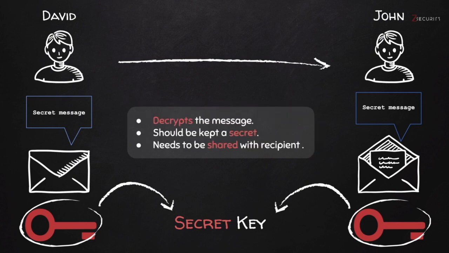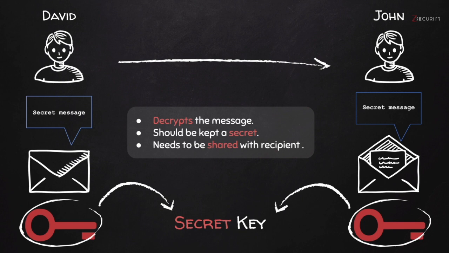So, based on everything that we said so far, we can see that the secret key can be used to decrypt the messages. Because of that, it should be kept a secret, but David somehow has to share it with John and anyone else David wants to communicate with. Therefore, this is a major flaw with symmetric encryption, because the key has to be secret, but at the same time has to be shared, and sharing it with more people increases the attack surface, not to mention the problem of sharing the actual key.